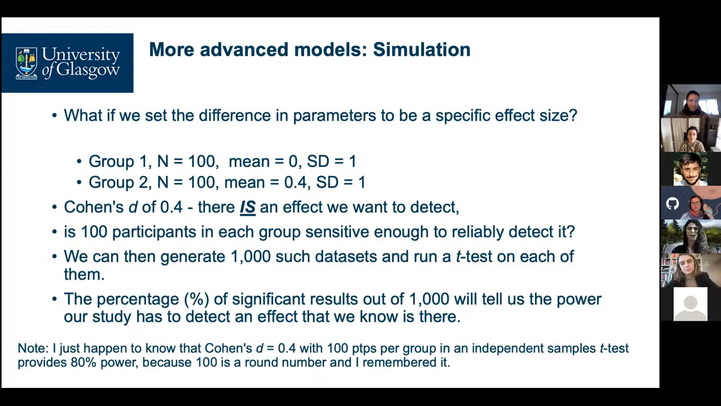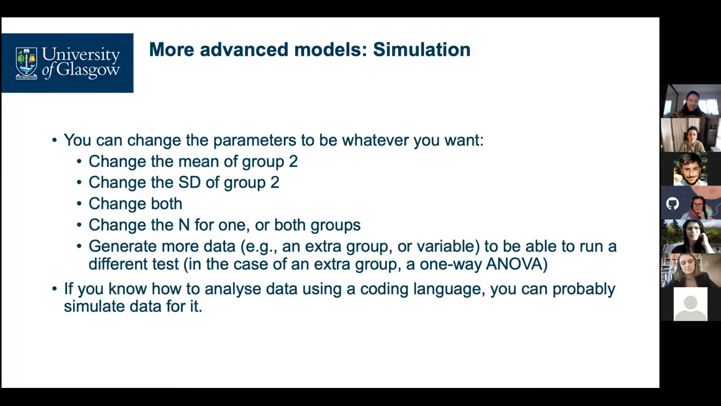that's the case with Cohen's d and 100 participants. Just because 100 participants per group was a round number that my brain remembered from 5 years ago, and don't ask me why, brains do weird things. Anyway, next slide there, James.